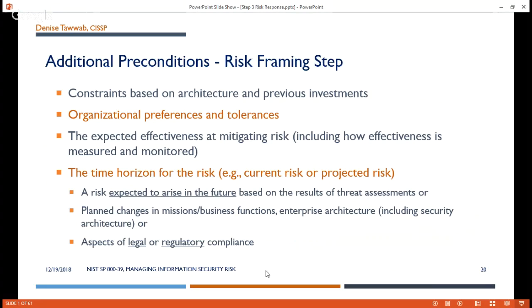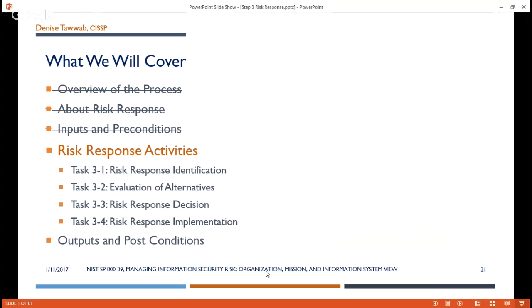Those are things from the risk framing step that will inform how you choose and implement your risk responses. All right, let's talk about the four specific activities that are outlined in 800-39 as part of the risk response step. The four activities include risk response identification, evaluation of alternatives, risk response decision, and risk response implementation.